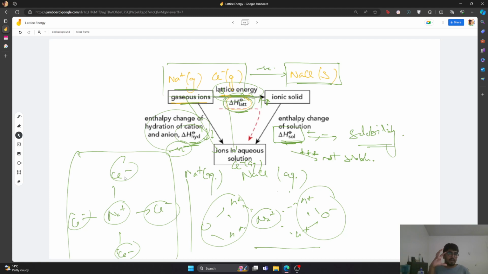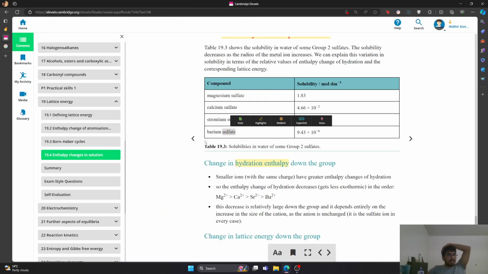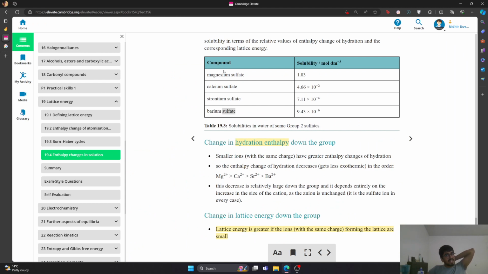If the size of the lattice is determined by, say, chlorine being very big, then if you change the Na size a little bit, it really doesn't matter. The amount of happiness that it gets in being in a lattice is determined by the spacing of Na and Cl. If Cl is huge and you change Na a little bit, it doesn't matter much. So what they tell us in this explanation is that lattice energy doesn't really change from magnesium sulfate to this one, but hydration enthalpy changes massively.